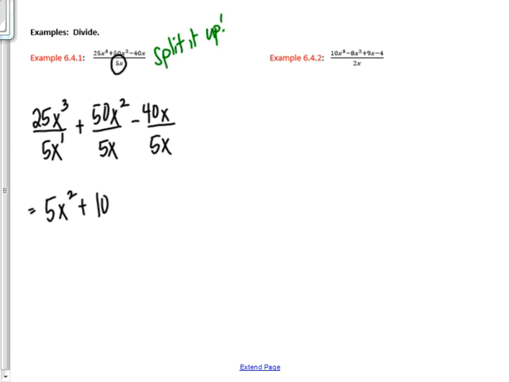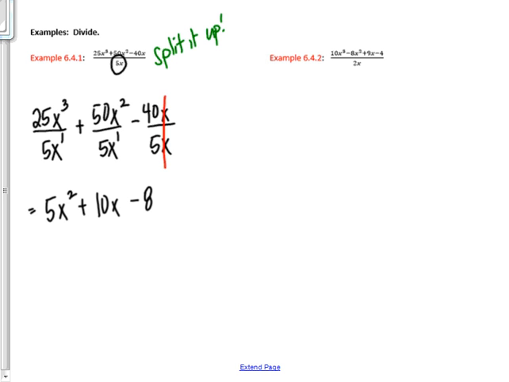50 divided by 5 is 10. If I subtracted them, it's x to the 2 minus 1, or 1. And then 40 divided by 5 is 8, and then these x's will cancel out, or x to the 1 minus 1 is x to the 0 power, which is just 1, and it goes away.